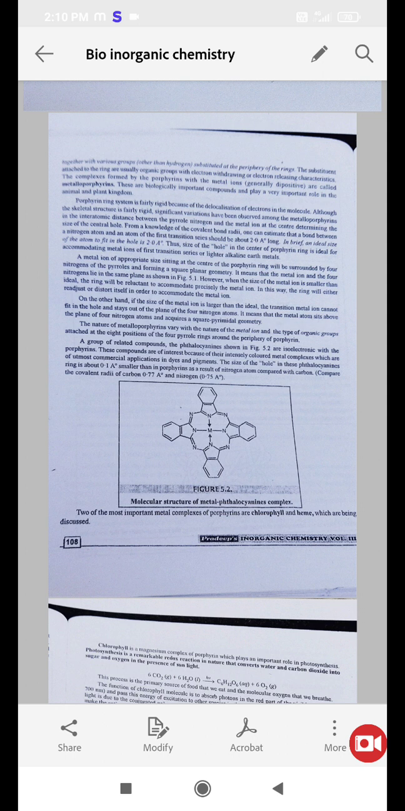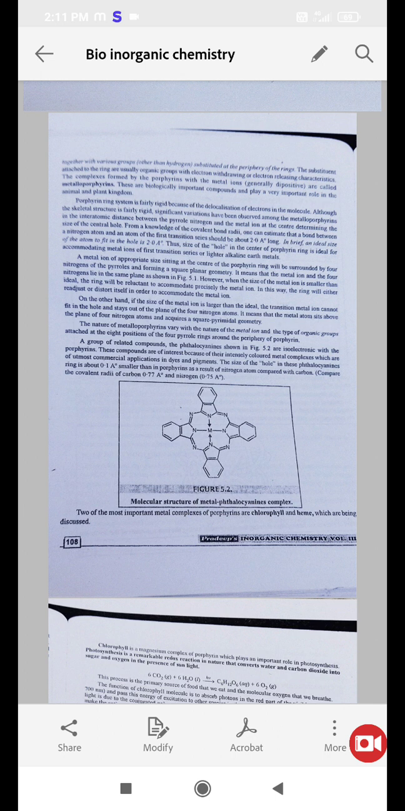Thus, the size of the hole in the center of the porphyrin ring is ideal for accommodating metal ions of the first transition series or lighter alkaline earth metals. A metal ion of appropriate size sitting at the center of the porphyrin ring will be surrounded by 4 nitrogens of the pyrroles, forming a square planar geometry. It means that the metal ion and the 4 nitrogens lie in the same plane, as shown in figure 5.1.